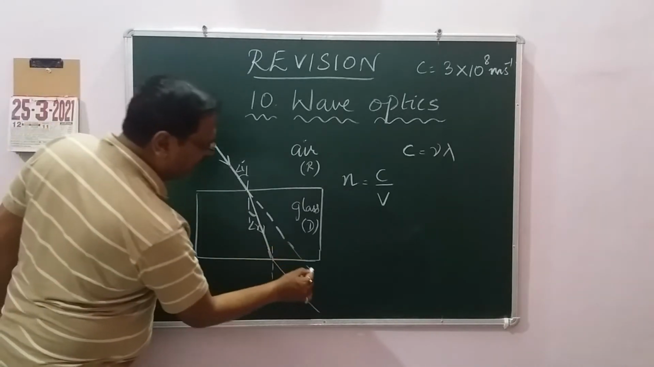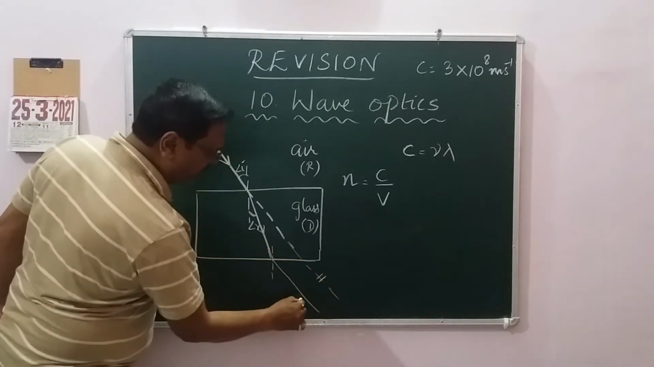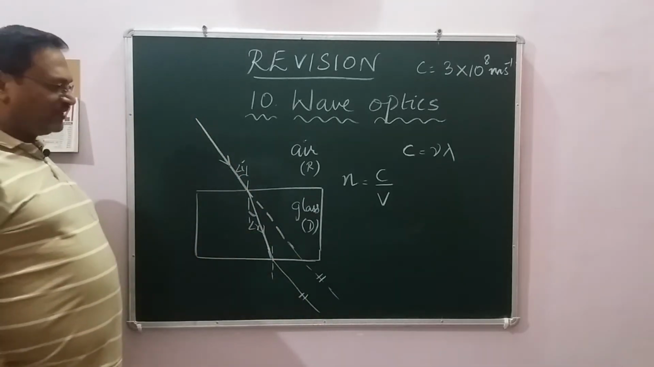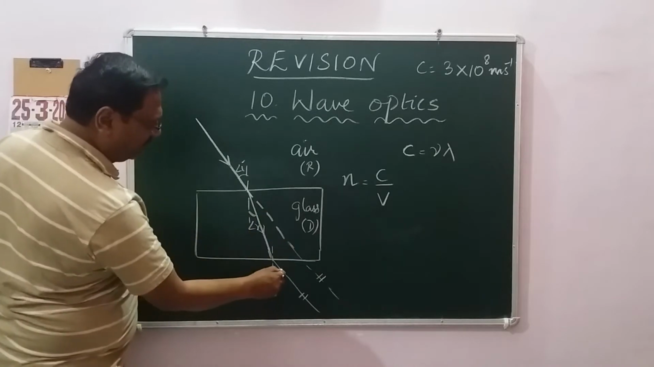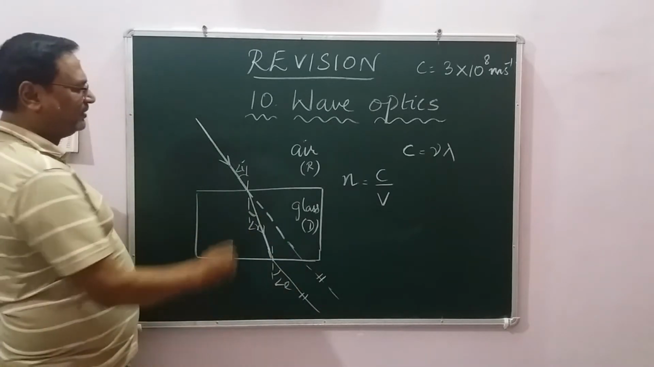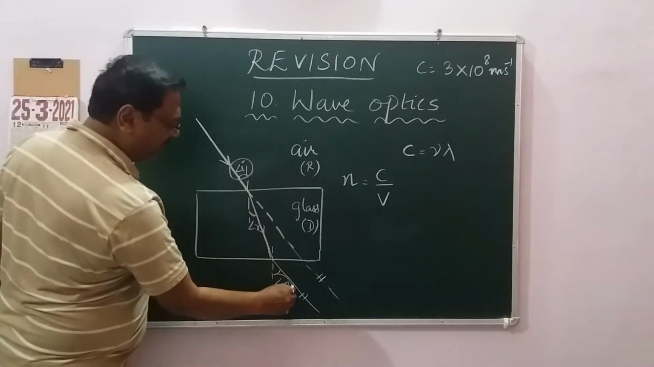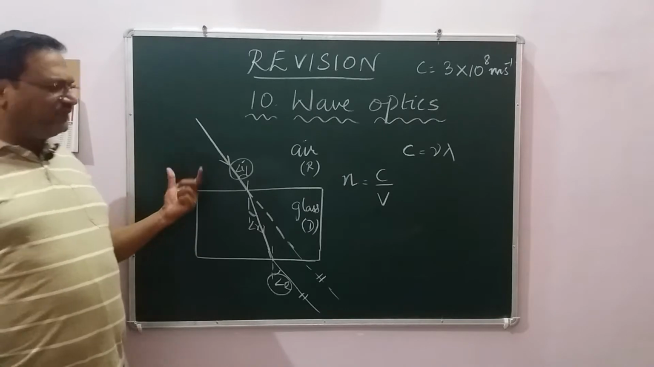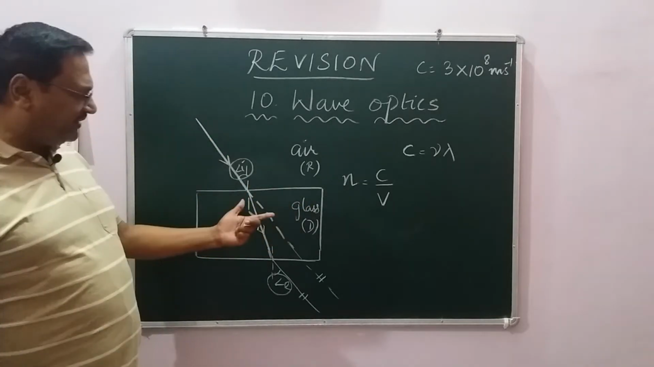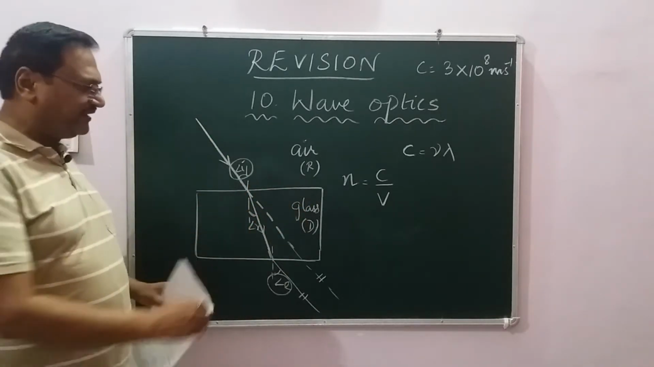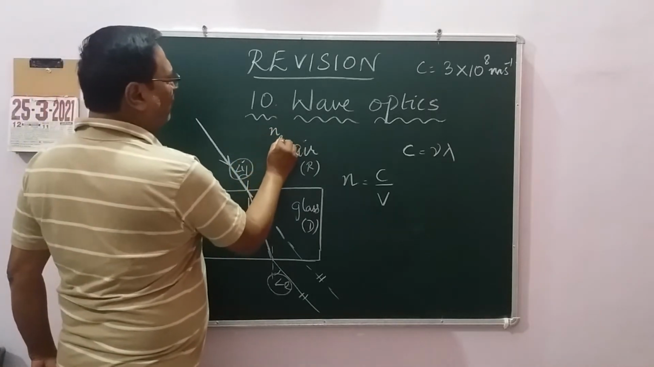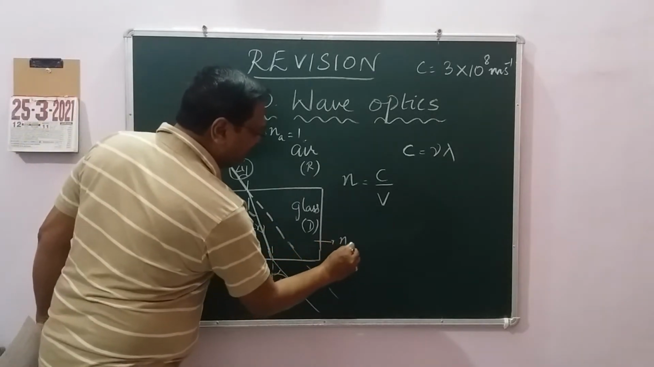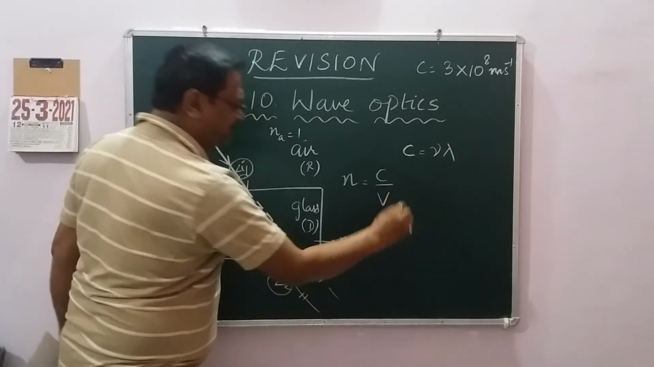You will find that at the end of it, the emergent ray and the incident ray will be parallel to each other. When they both are parallel to each other, this is called the angle of emergence, we can call it. This angle of incidence and the angle of emergence will be equal. So how do we define refractive index? Refractive index of the glass slab. Refractive index of air, we can take it as 1. But refractive index of glass is equal to 1.5.